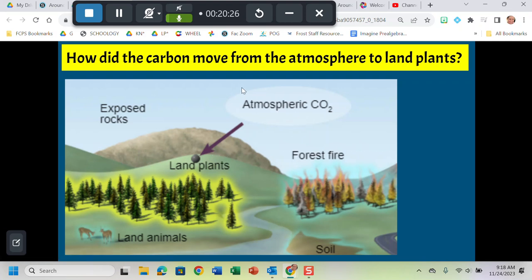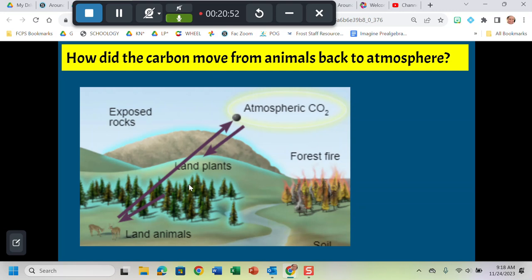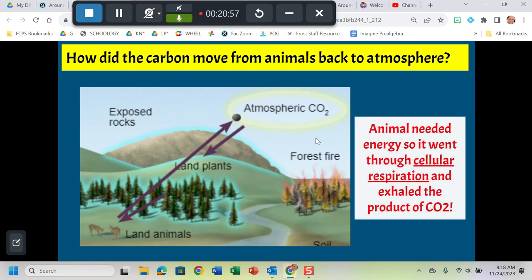All right, so how did the carbon move from the atmosphere to land plants? If you click to land plants, it should tell you about land plants, and we know it's going from carbon dioxide. The carbon is going to go into the land plants. Photosynthesis will happen, and carbon moves from carbon dioxide gas into a glucose molecule. Okay, through photosynthesis. How did it move from animals back into the atmosphere? That's going to be through cellular respiration. Okay, cellular respiration. The animals are exhaling CO2.